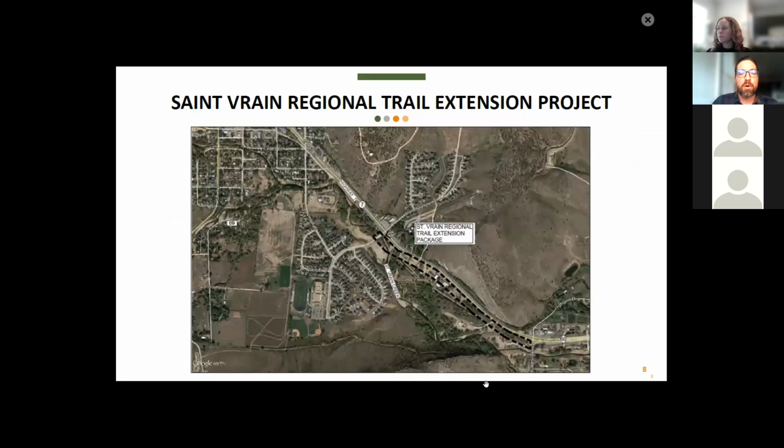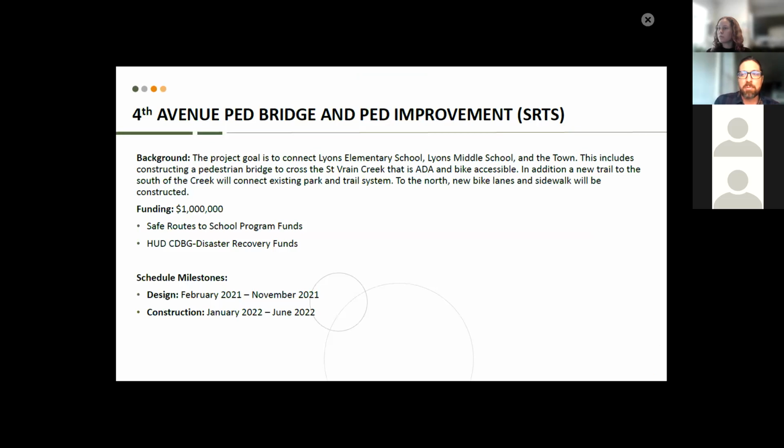This shows the corridor planned for the trail, a former BNSF owned property. This is all town property though, and it will extend that multimodal trail from McConnell out to the US 36-66 intersection. Next slide. And the last project is the 4th Avenue Ped Bridge and Pedestrian Improvement Project.